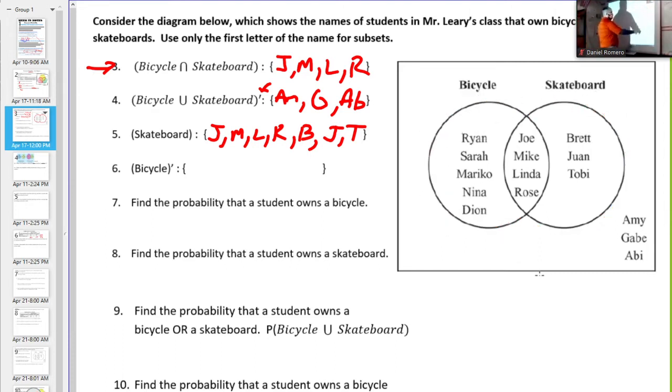And then finally, I haven't heard from you today, can you give me the complement of the bicycle subset? Who here does not own a bicycle? Yeah, Brett, Juan, Toby. Anybody else? Yes, sir. Yes, ma'am. Amy.